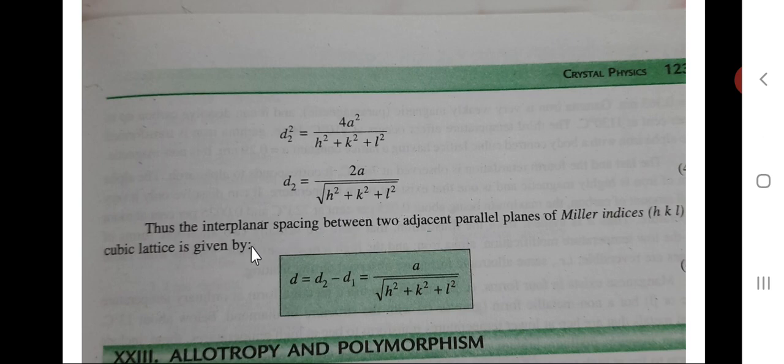Thus, the interplanar spacing between two adjacent parallel planes of Miller indices HKL in cubic lattice is given by d is equal to d2 minus d1. Now d2 is 2a upon under root of h square plus k square plus l square minus d1 is a upon under root of h square plus k square plus l square. Now which is equal to a upon under root of h square plus k square plus l square.